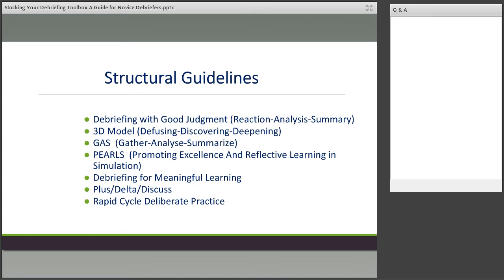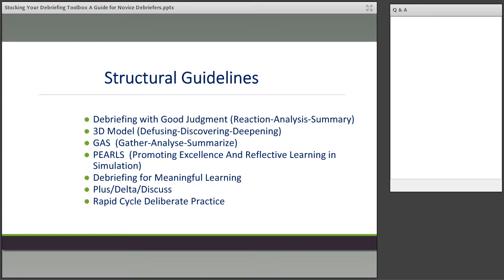So these are some of the structural guidelines. This is not an exhaustive list by any stretch. In fact, when I did this slide, I just did it off the top of my head with the ones that I knew right away. There are many, many more, and I have an article here from last year by Adam Cheng's team on more than one way to debrief. They mention a few other debriefing structures.